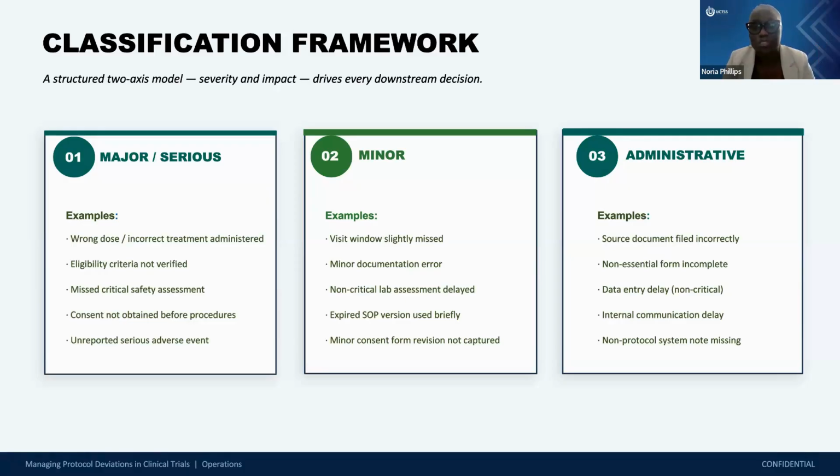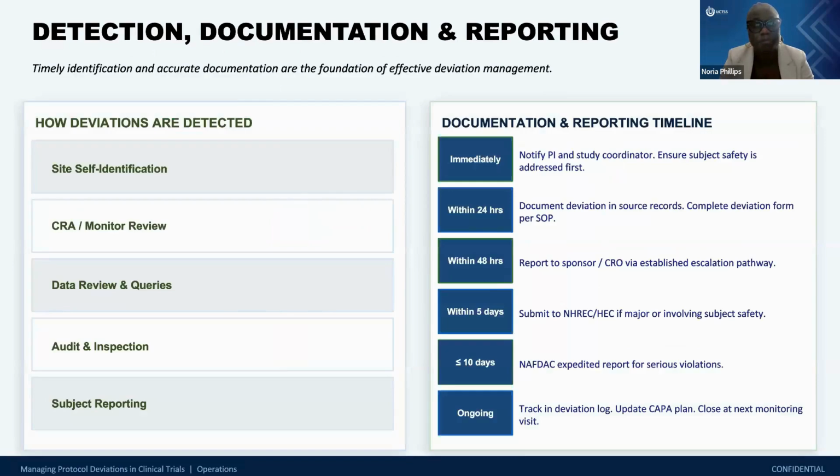And then obviously the administrative one, where source documents are not filed correctly, non-essential forms are incomplete, data entry delay, internal communications delay, non-protocol system notes. I will pause here. Does anybody have any questions for me?